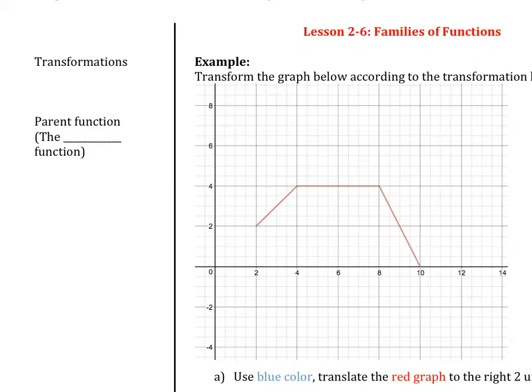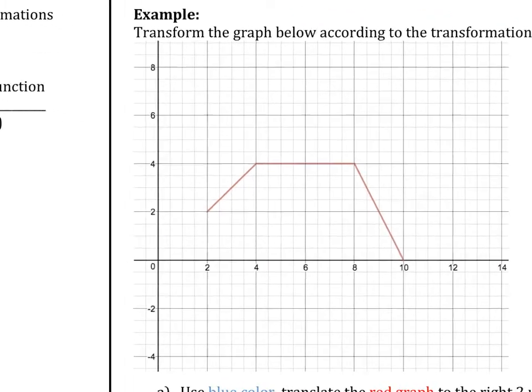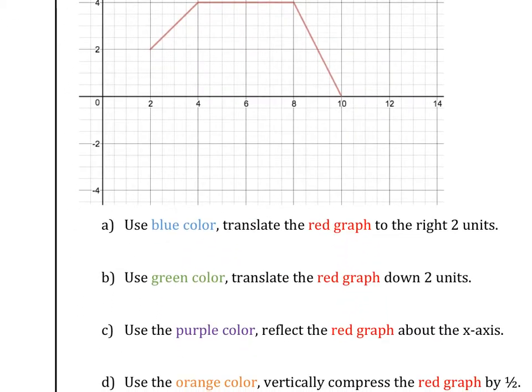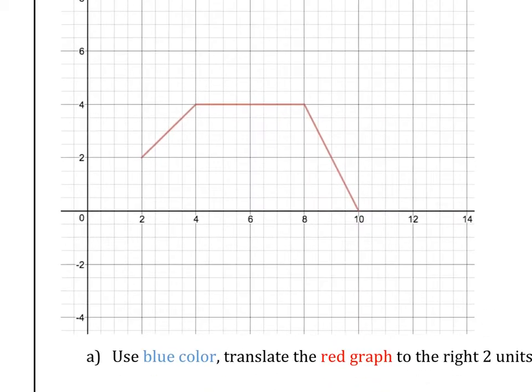Okay, so here's what you're going to do. You are going to take this graph, which is the red graph, and you're going to accomplish A, B, C, D. A says you're going to use a blue color, and then you're going to translate that red graph to the right 2 units. Sorry about the graph, the way it looks. 2 units actually means like if you were at 1, you would go to 3. If you were at 2, you would go to 4. Okay?